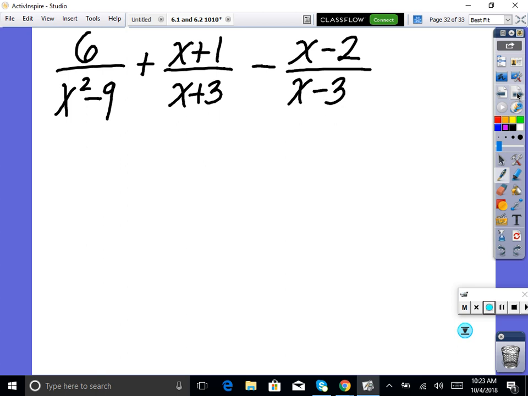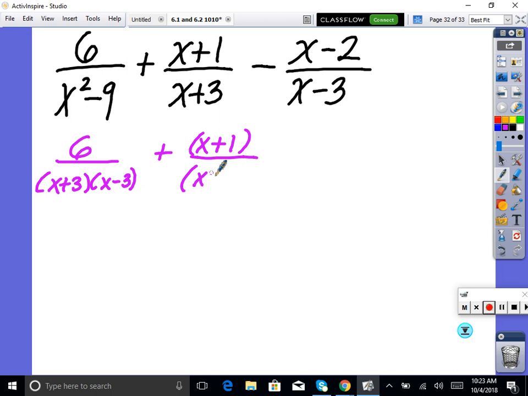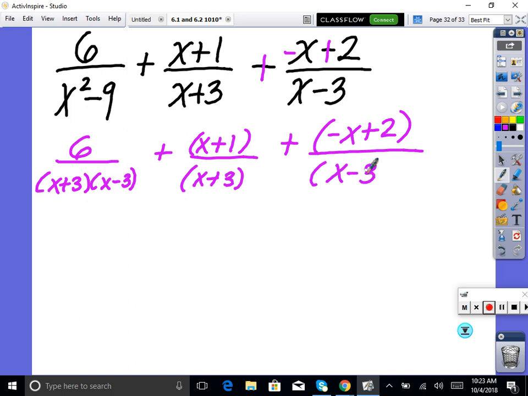So you say, okay, when adding fractions, I first need to factor the denominator. So I have 6 over x plus 3, x minus 3. Then I have a plus, x plus 1. If I see two terms, I put parentheses, x plus 3. Then I have a minus sign. Shouldn't I go like this? Plus, minus, plus. So I have a plus, and then I have negative x, and now it's plus 2. And then we have x minus 3. Does everyone see what I did?